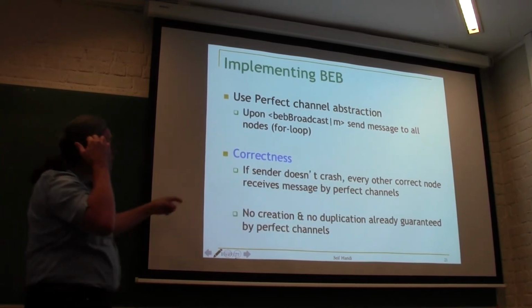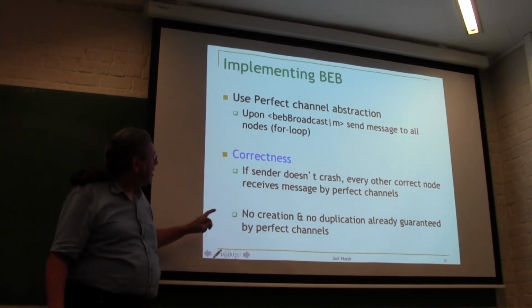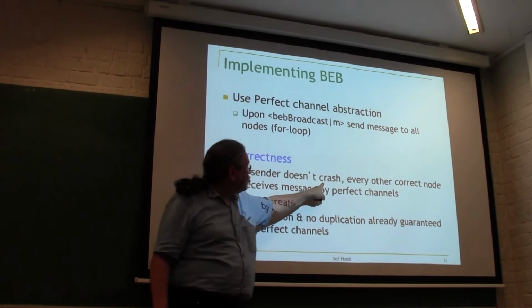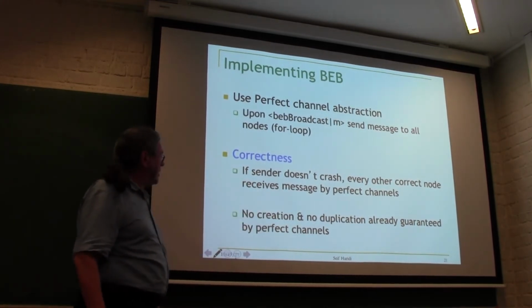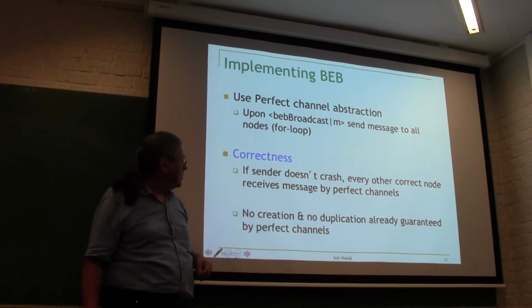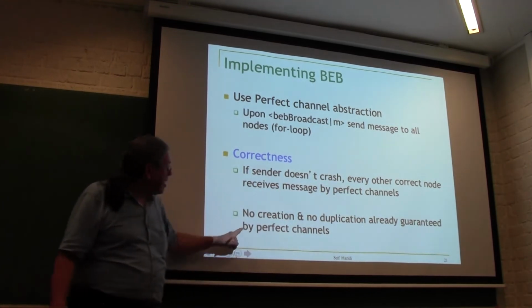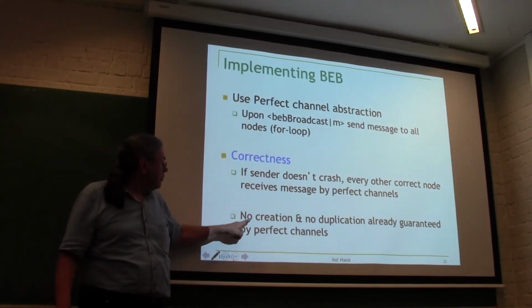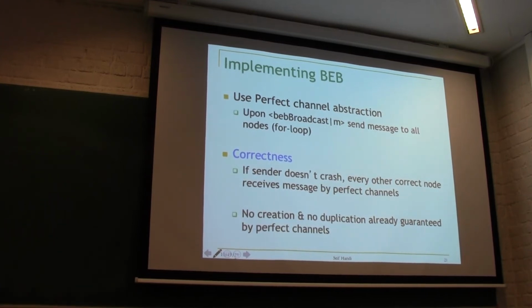We can actually prove that this one will satisfy best effort. If the sender does not crash, every other correct node will receive the message. Fine. And also the sender will receive it. And the no creation and no duplication comes from the perfect channels. Remember, they will not create and duplicate. Okay? So that's trivial. There's no work really there. The work is when you start wanting to do the reliable one.